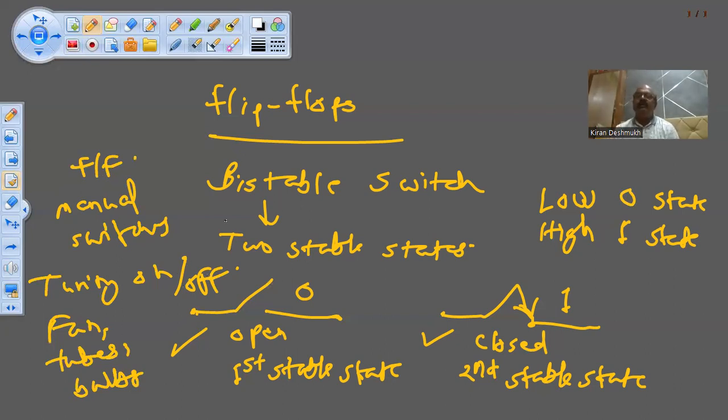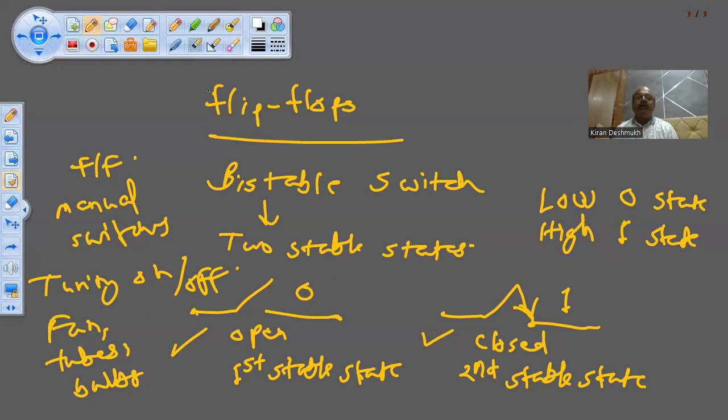So it is a very simple example. Whatever switches we use in our houses for turning on the fan, turning off the fan, turning on the LED tubes, turning off the LED tubes, all these switches are manual switches and they are the best examples of flip-flop. They are manual flip-flops, not electronic. In the manual flip-flops, we have only two states: either the fan is on or the fan is off.